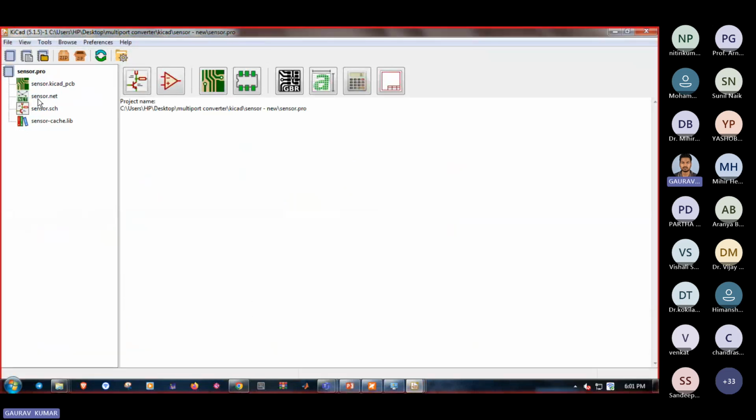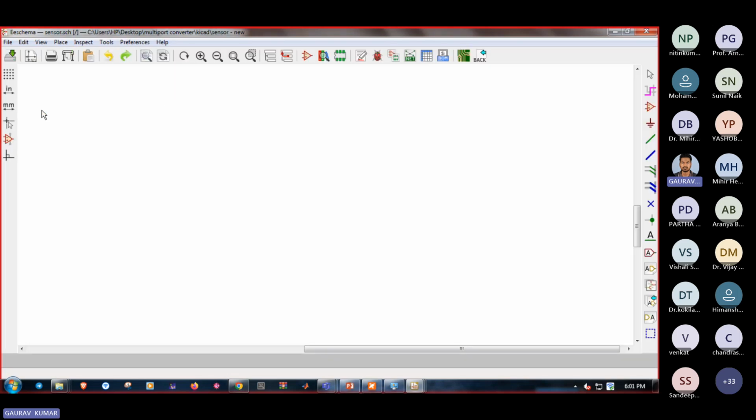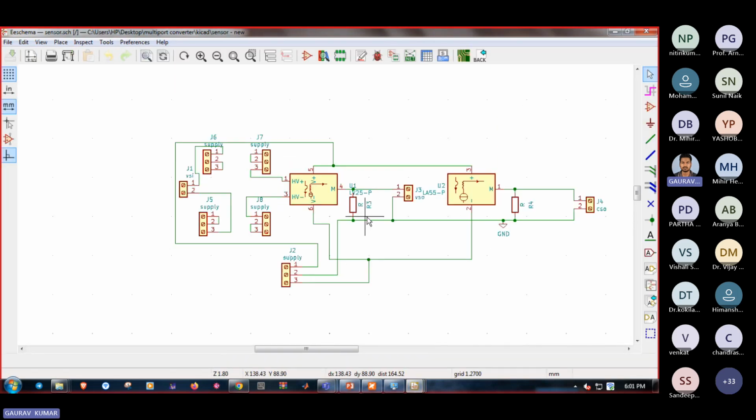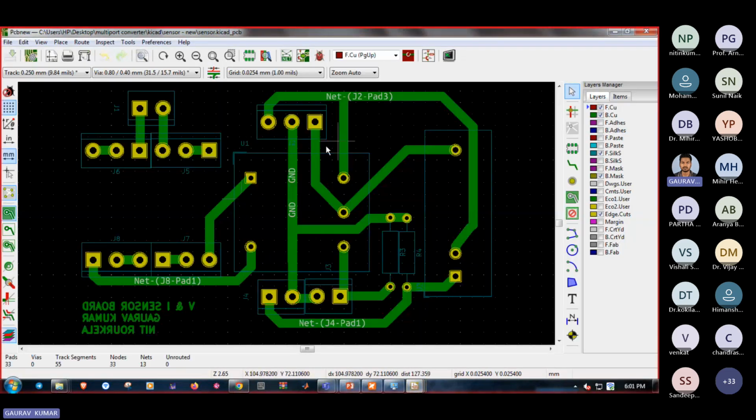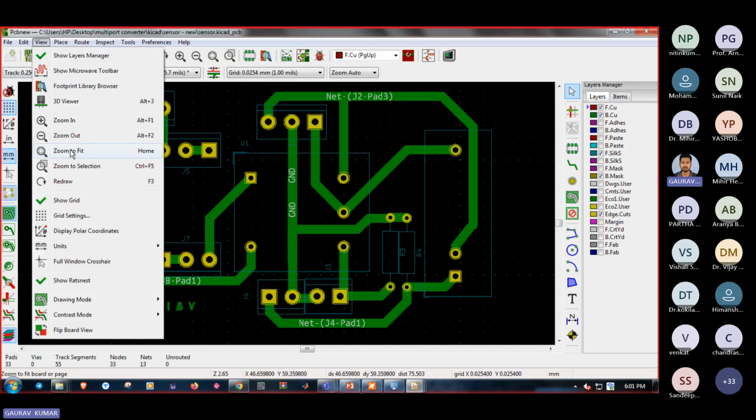Now I want to show you the sensor schematic. This is the sensor schematic diagram. This is the PCB circuit. And this is the 3D view of the sensor you can see.